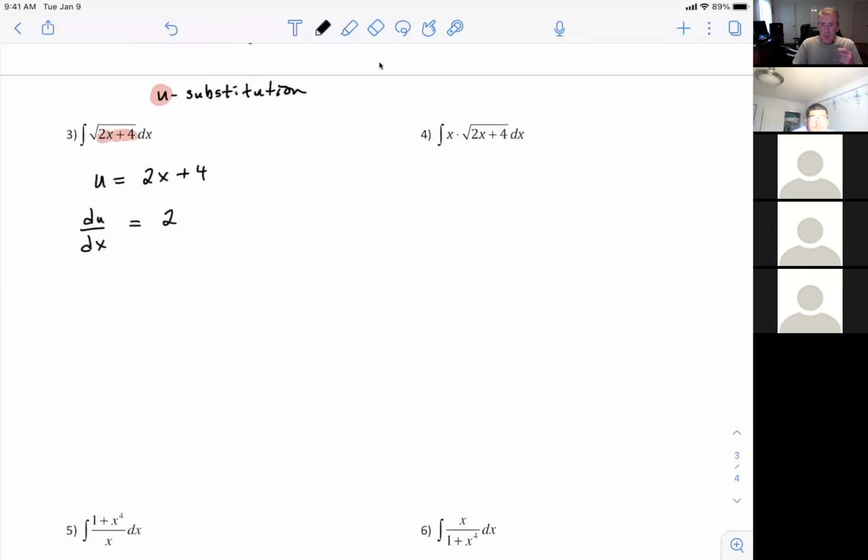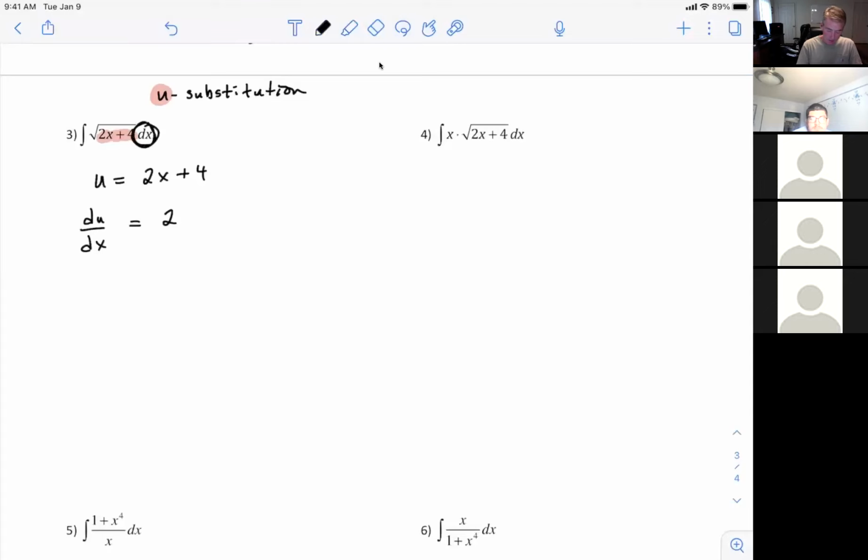And if you notice, when I did the problem and then I checked my answer, I was missing a 2. Well, that's what the du dx is telling me right now. Hey, don't forget about this 2. You need this 2.